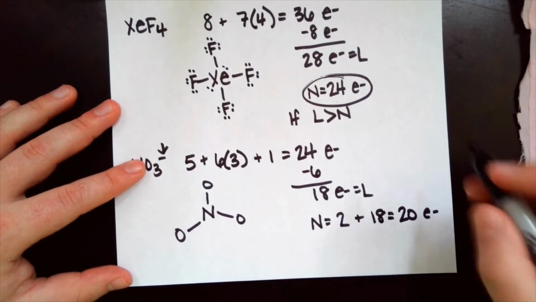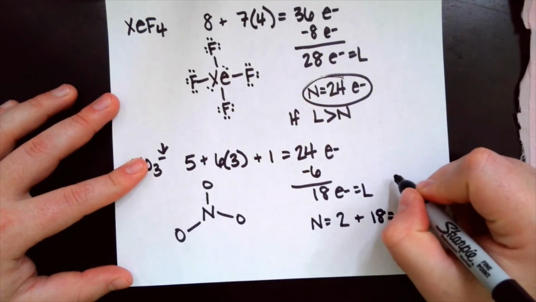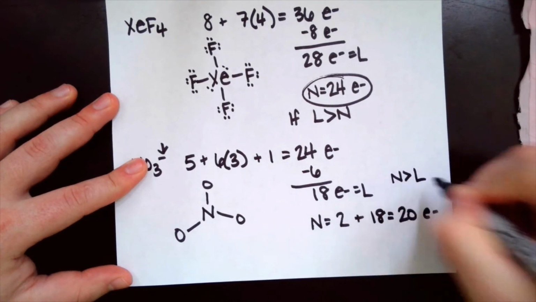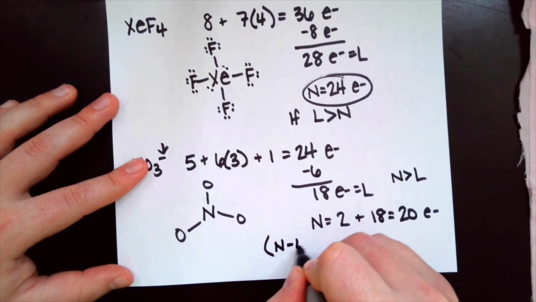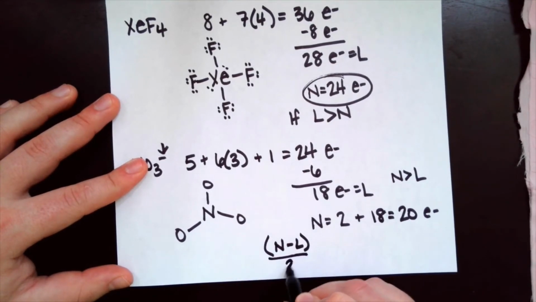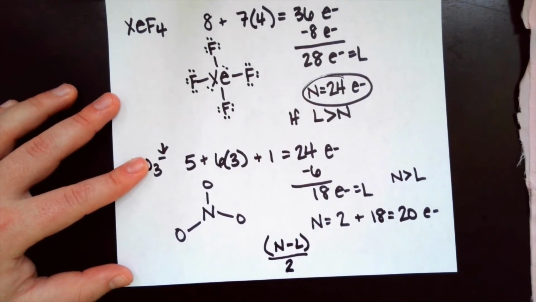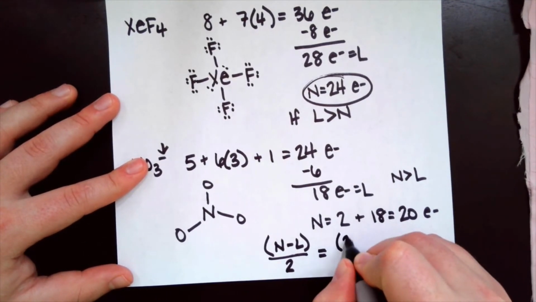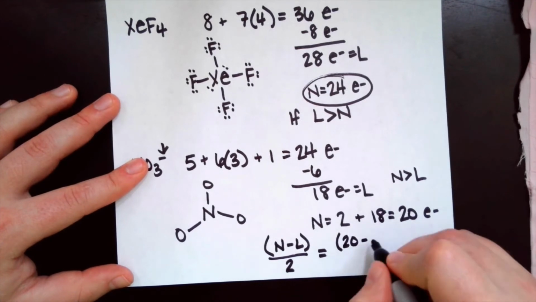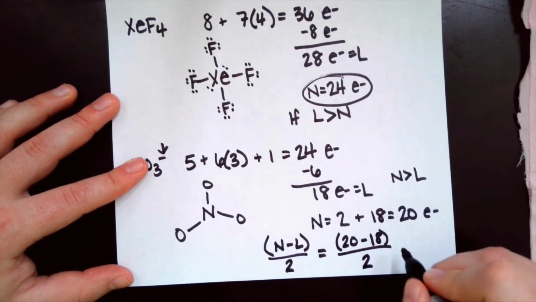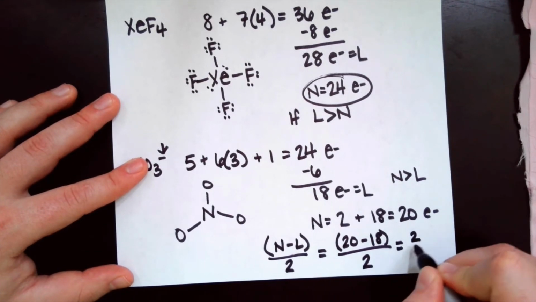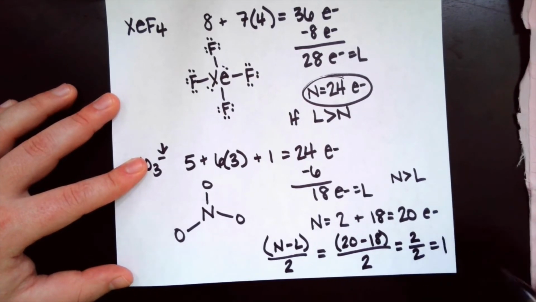So if N is greater than L, you can plug them into this equation here. So you have N minus L divided by 2. So let's plug that in. So we have 20 minus 18. And again, keep that in parentheses because you want to do that first. Divided by 2. 20 minus 18 is 2. Divided by 2, which gives you 1.